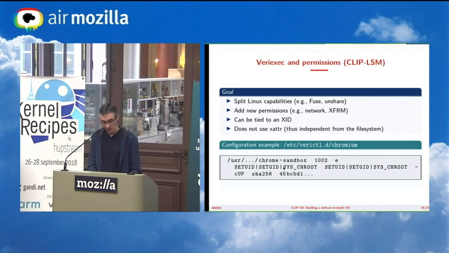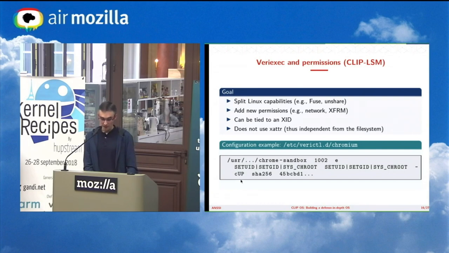And then the next three arguments set the capabilities which are granted to this process. So we have the effective capabilities, permitted capabilities, and inheritable capabilities. Because this process is dedicated to sandboxing itself, it needs to be able to change UID, change GID, and chroot itself.